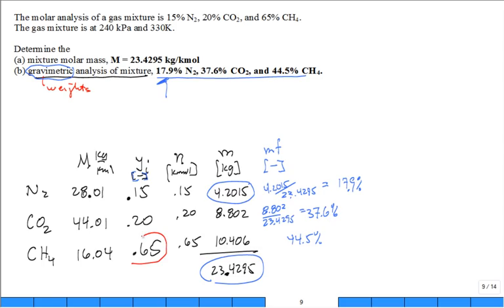It was 65% on a molar basis, but now it's only about 45%. Why the change? Why the reduction? Because it's a light molecule. It's very light. It has a low molar mass. Right. Okay, very good.